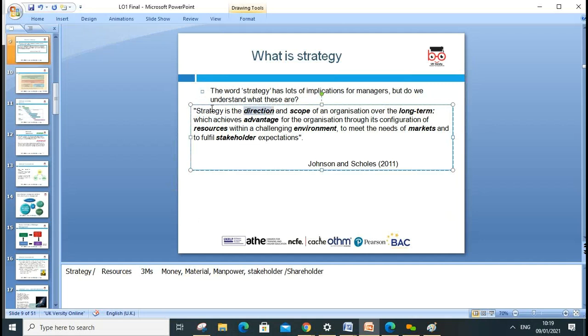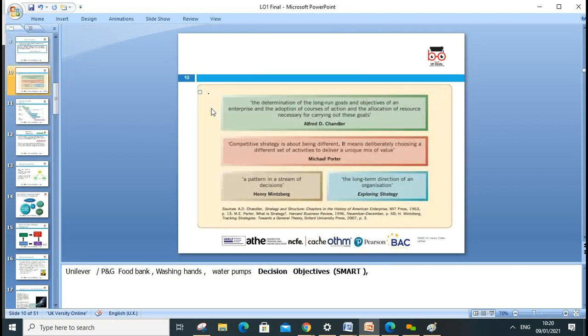Strategy is the direction and scope of an organization over the long term, which achieves advantage for the organization through configuration of resources within a challenging environment, to meet the needs of the market and fulfill the stakeholders' expectations. For resources, we look at three M's: men, money, and material. Stakeholders and shareholders: anybody who has any interest in the business is a stakeholder. Shareholders are only investors in the business. They are also stakeholders, as they have an interest in it.